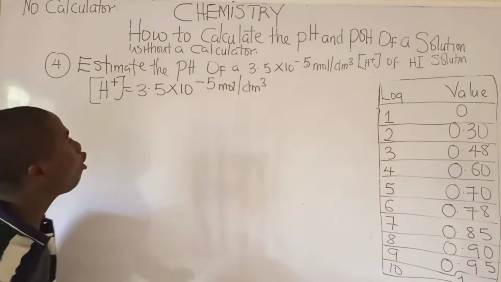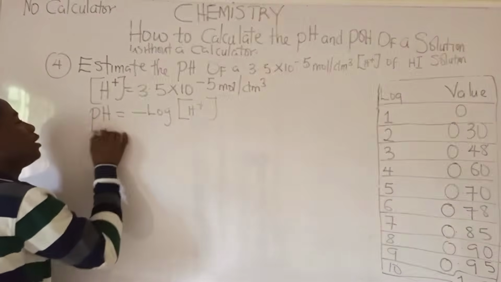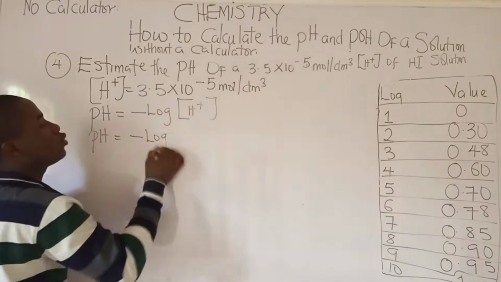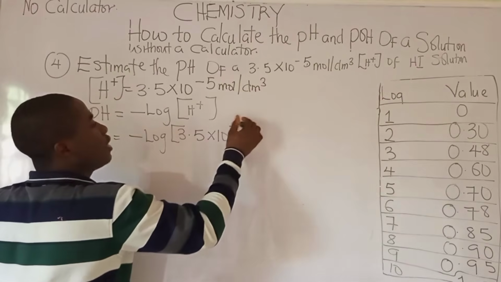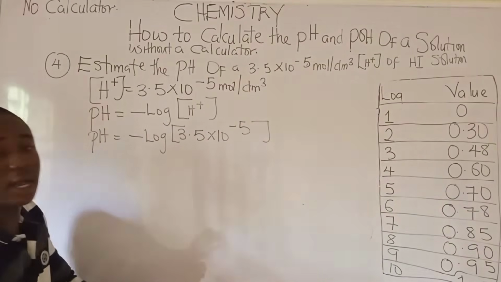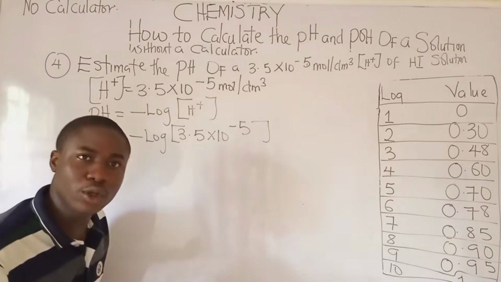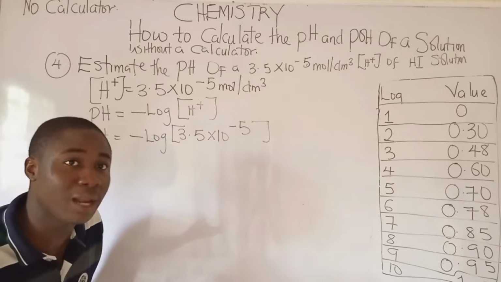If we had a very perfect calculator, we would just use the formula: pH becomes minus log of the H plus given in the question, which is 3.5 times 10 to the power minus 5 mole per dm cube. So we simply press the calculator and get the answer. But now we don't have a very good calculator that can do this, so we simply use the alternative formula I gave.